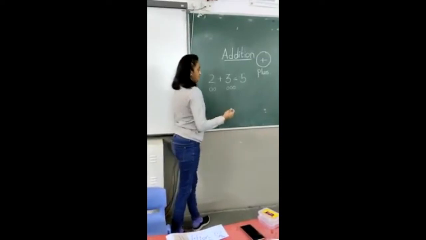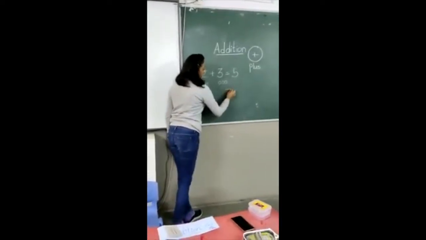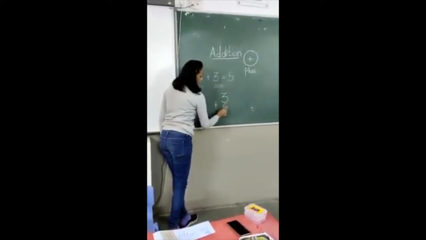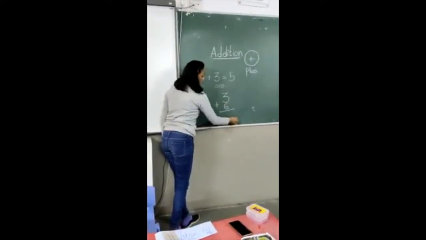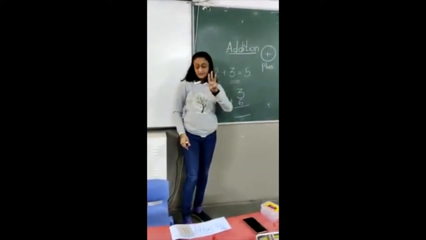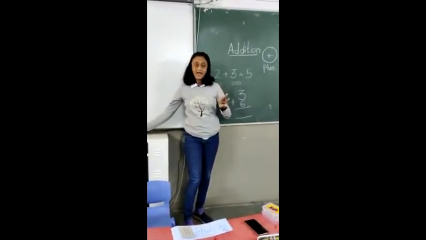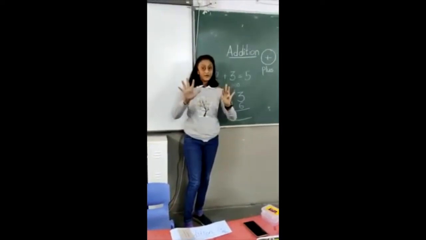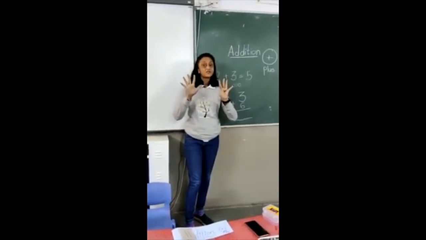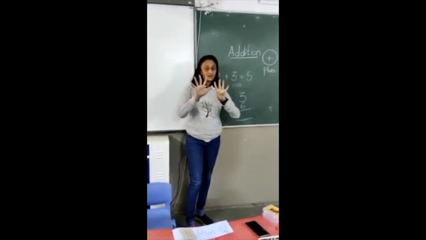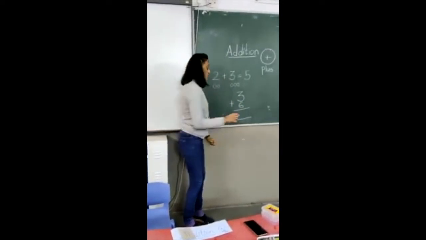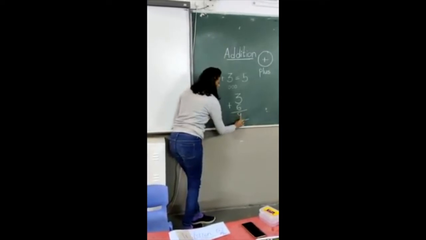One more method I will be telling you is 3 plus 6. I will be showing you with fingers. First is 3 fingers and 6 more fingers. Then the total will be 9 fingers. How many fingers are open? 9 fingers. So the result will be 9.